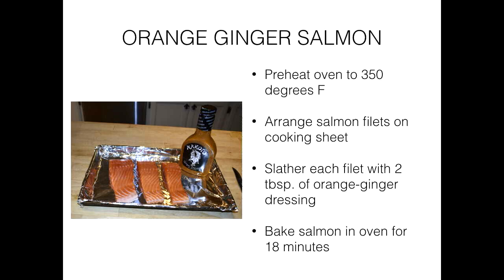By the way, if I fail at this tutorial and you learn nothing about how to use coroutines, you'll at least have a nutritious meal that you can make. So it won't be a complete waste of your time either way. So I preheat the oven to 350 degrees. You just put the salmon fillets on a cooking sheet. You take this orange ginger dressing that they sell at my grocery store, put about 2 tablespoons on each one, and you throw it in the oven and bake it for 18 minutes. That's it.